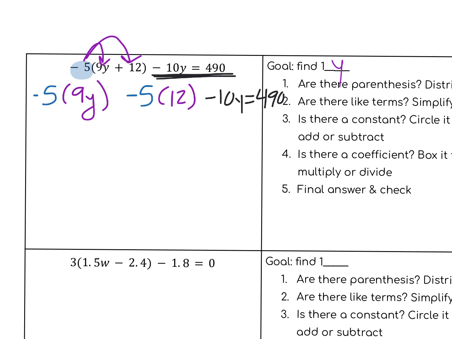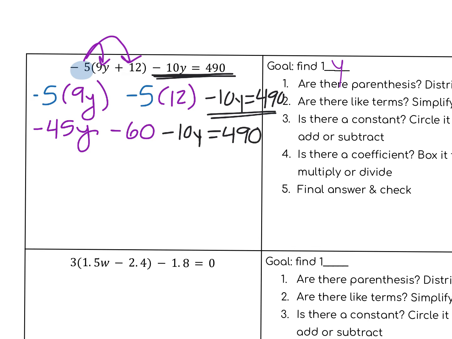Okay, alright, negative 5 times 9 is negative 45. Negative 5 times 12 is negative 60. Then again, still including this bit, minus 10y equals 490. So that takes care of my distributing step.